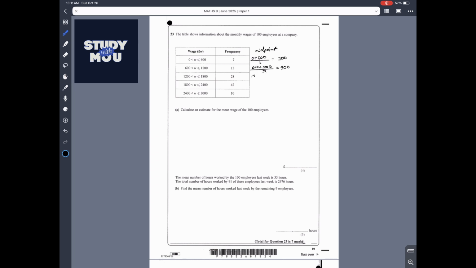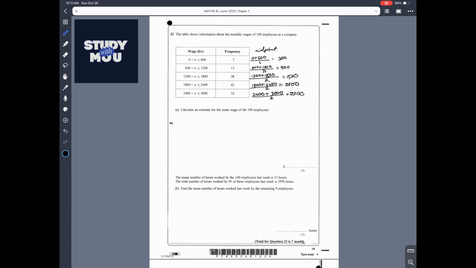We have 1200 plus 1800 divided by 2 equals 1500. We have 1800 plus 2400 divided by 2 is 2100. 2400 plus 3000 divided by 2 is 2700. So we got our midpoints.